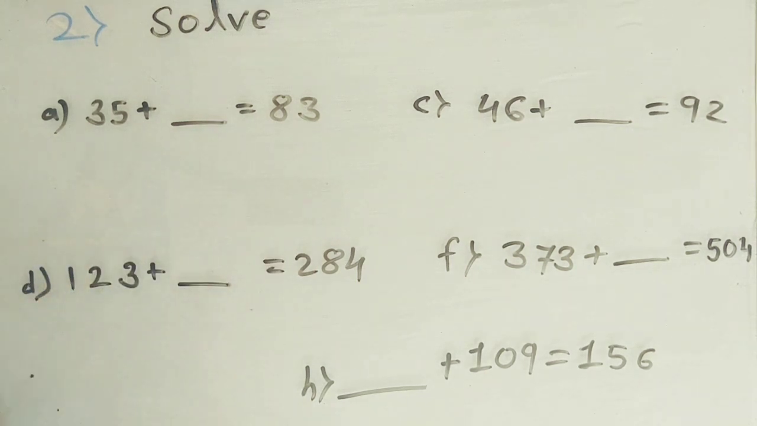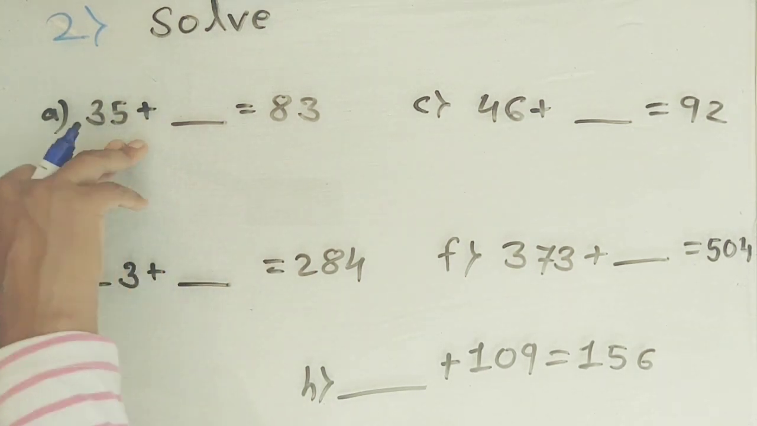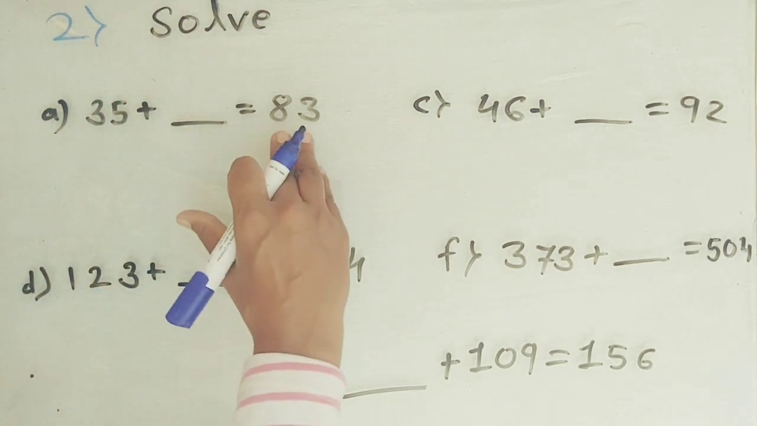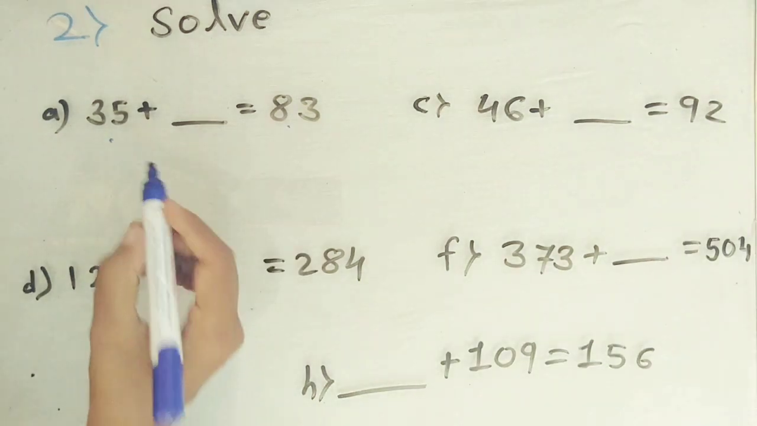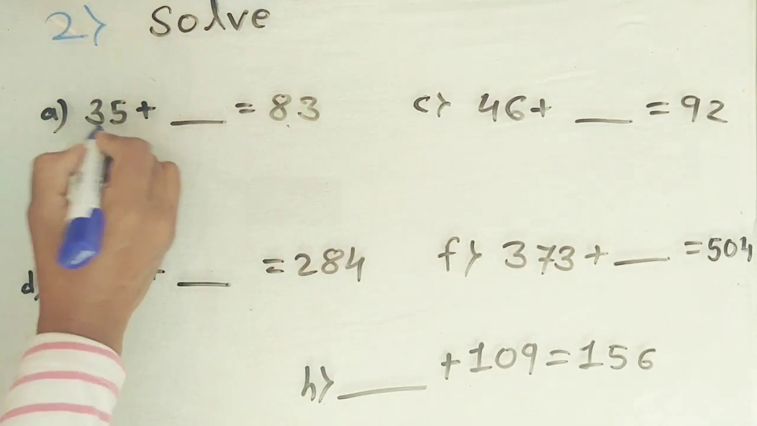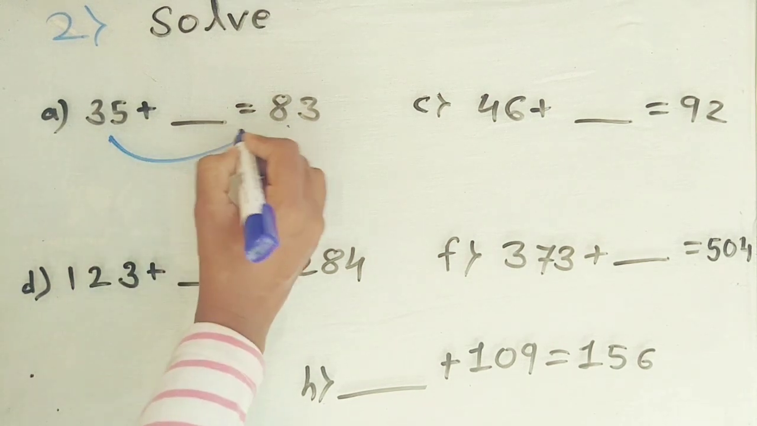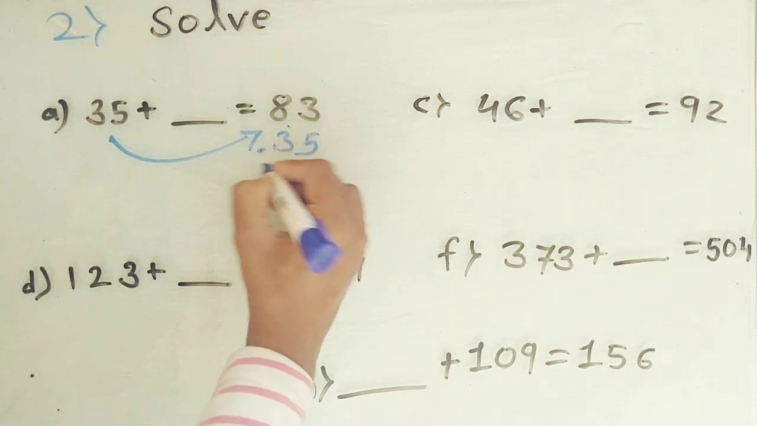Okay, questions will be asked in words also. What should we add to 35 so that the sum will be 83? Like this, problems also will come. So now see here, 35 plus what equals 83. We should subtract this 35 from this 83. Now minus 35. What will be the answer?